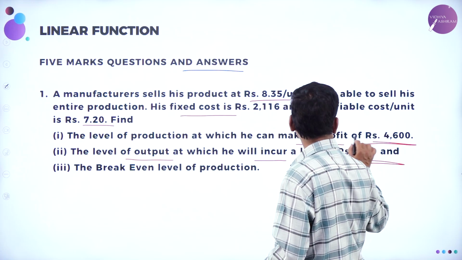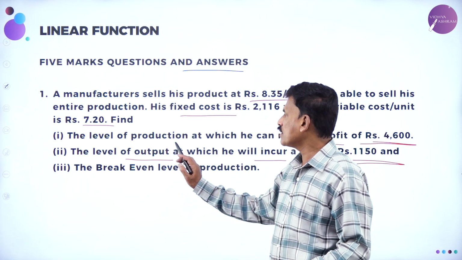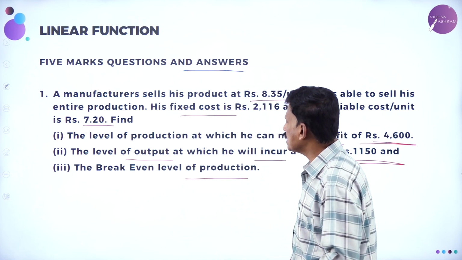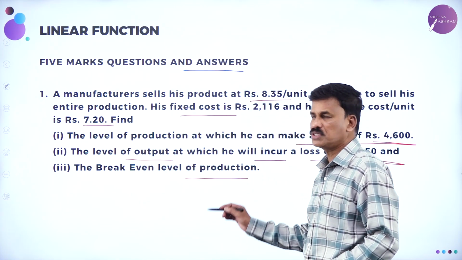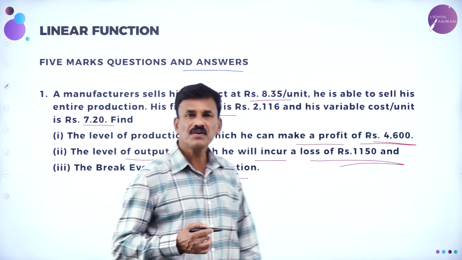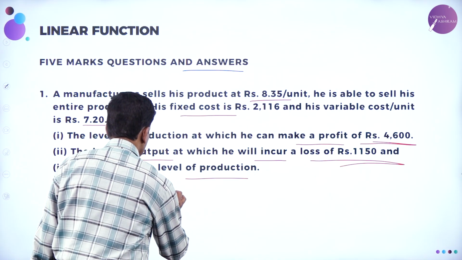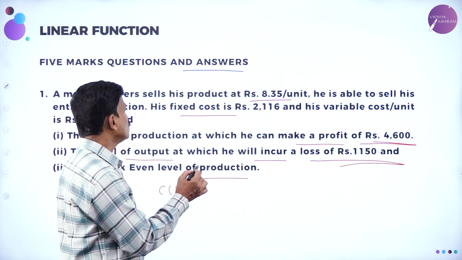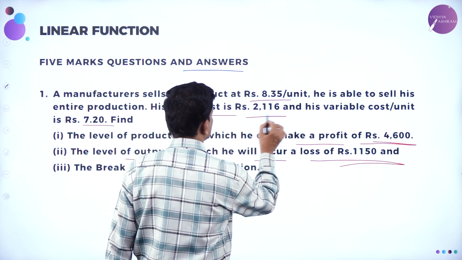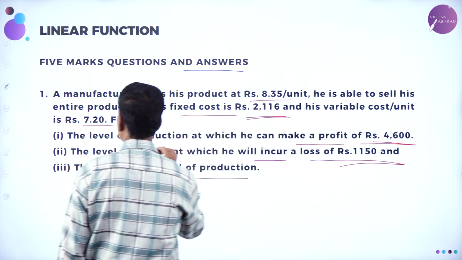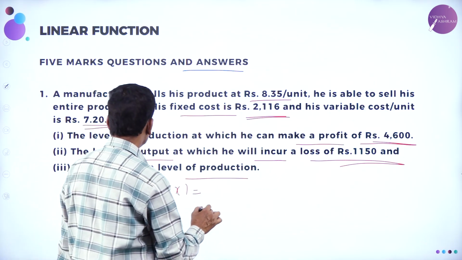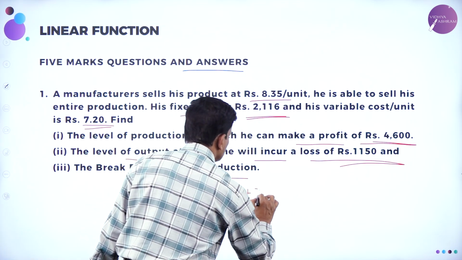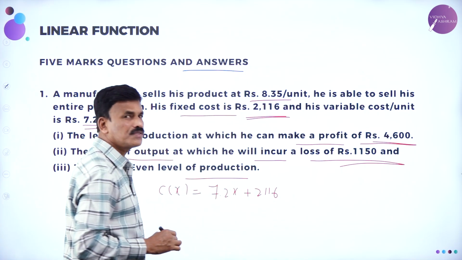So the first one is the profit, the second one is the loss, whereas the third one is the break-even level of the production. Find out the break-even level of the production. These are the quantities given. Now first find out C of x. Given the fixed cost is 2116 and the variable cost per unit is 7.20. Therefore C of x is 7.2x plus 2116.